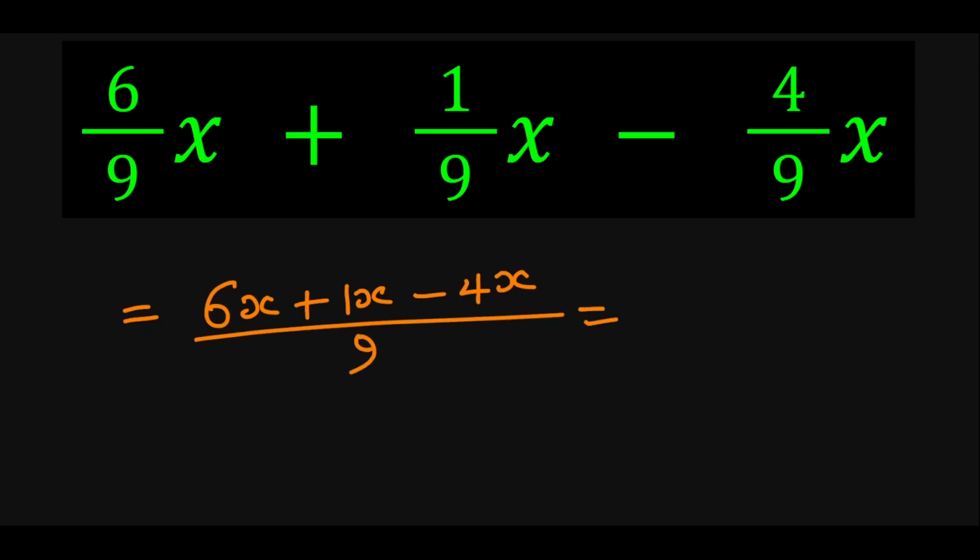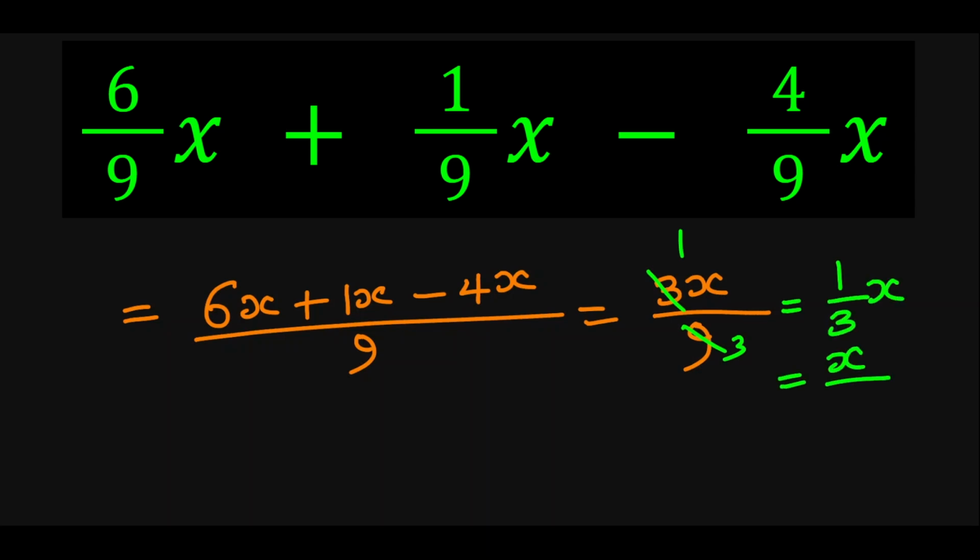Solving this further gives us 6 plus 1, 7, 7 minus 4, 3. So this is 3x over 9. If we simplify this further, 3 will divide 3, 1, 3 will divide 9, 3. So the answer here is 1 over 3x, or simply x over 3, because we know that the x will go to the numerator. So that's the final answer.